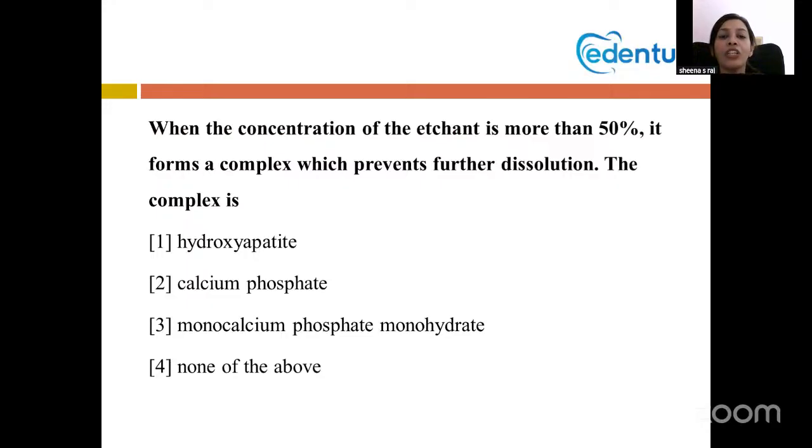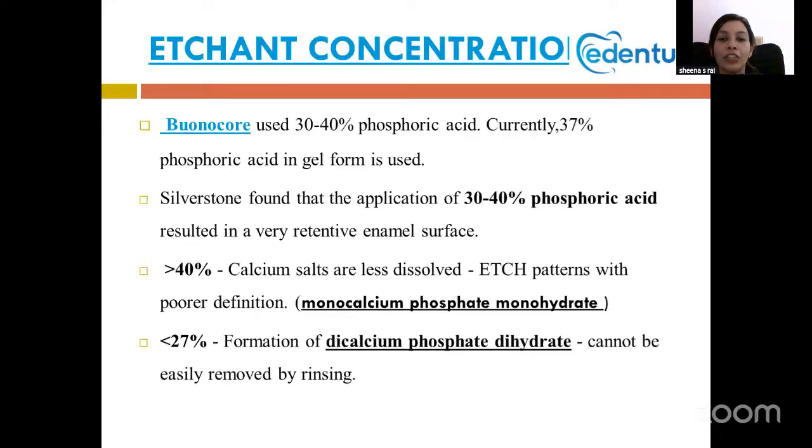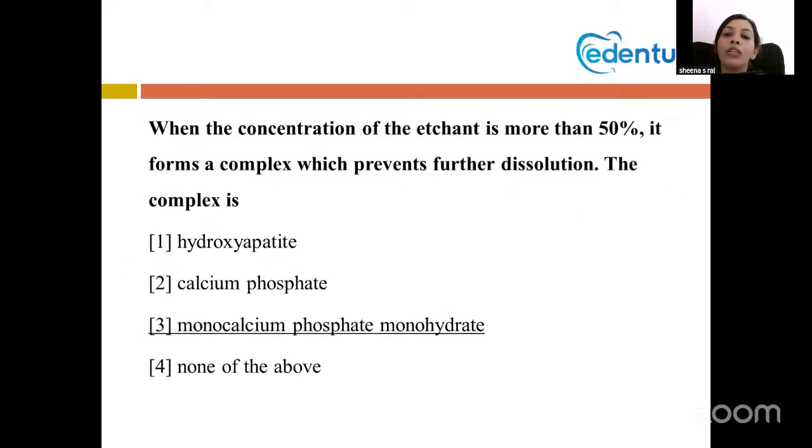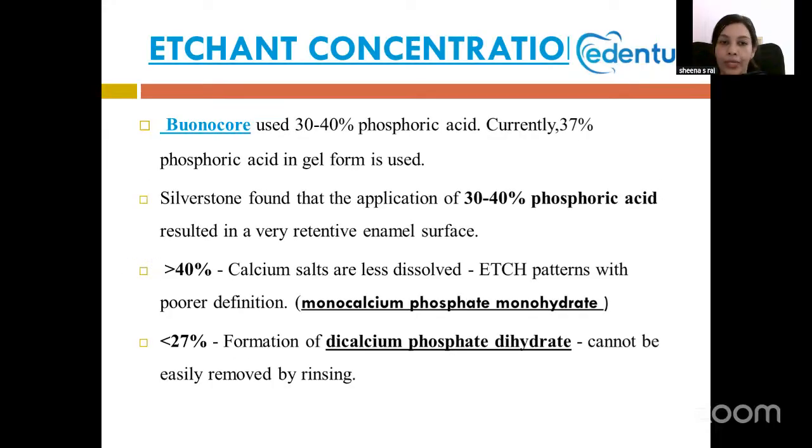When the concentration of the etchant is more than 50%, it forms a complex which prevents further dissolution. There are two important complexes formed. If the concentration is more than 40%, it forms monocalcium phosphate monohydrate. If it is less than 27%, it forms dicalcium phosphate dihydrate. So the answer for this question, since it is more than 50%, should be monocalcium phosphate monohydrate.